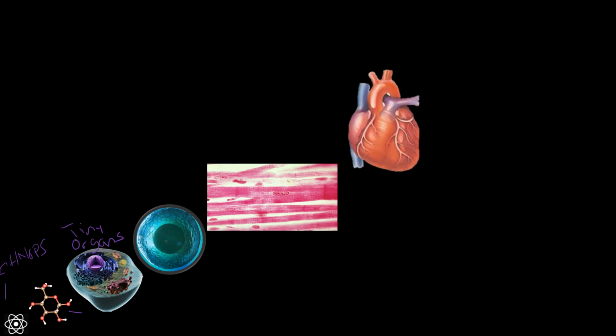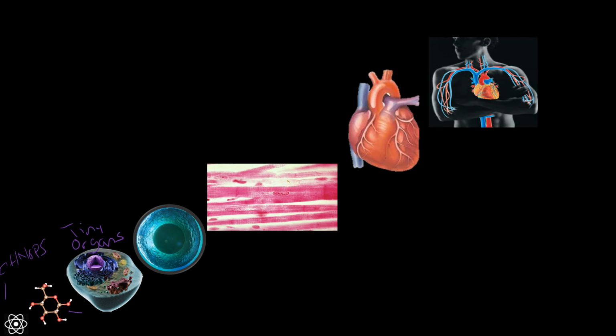Those are our tiny organs because they're inside of the cell. Those tiny organs form a cell. Similar cell types working together gives you a tissue. Similar tissues working together gives you an organ. Similar organs working together gives you an organ system. And lastly, all 11 organ systems gives you an organism.